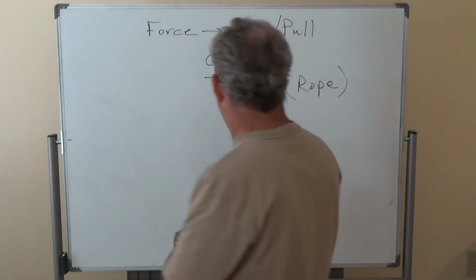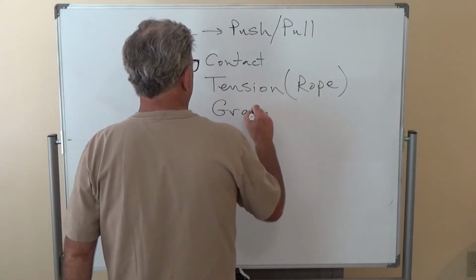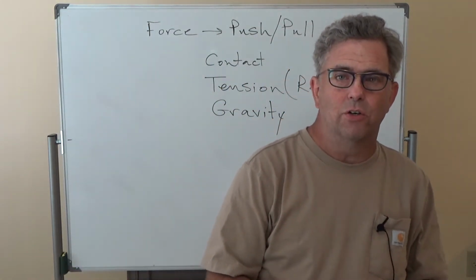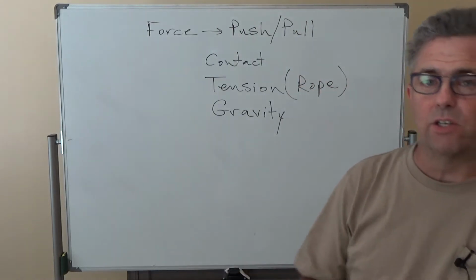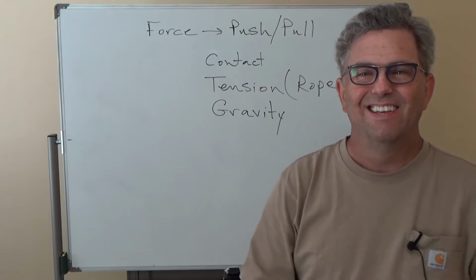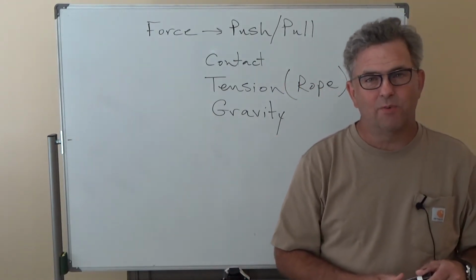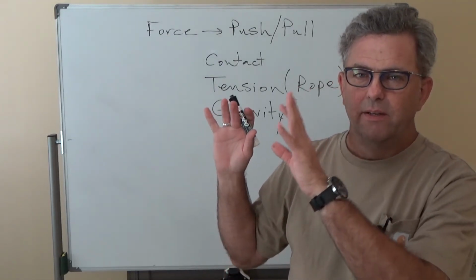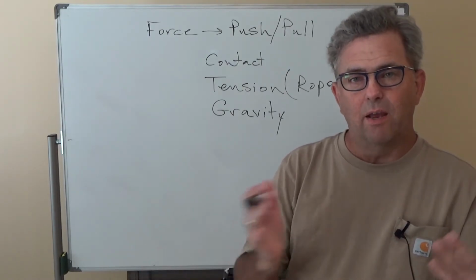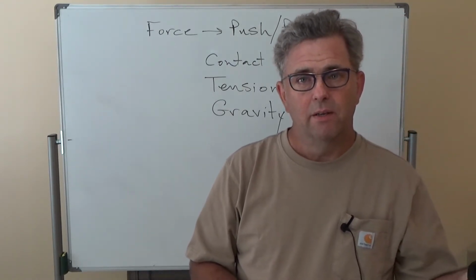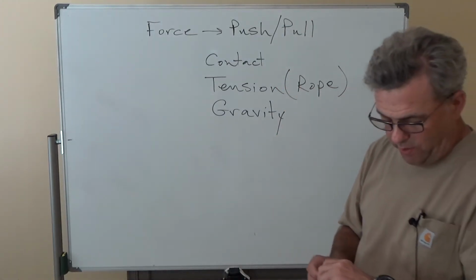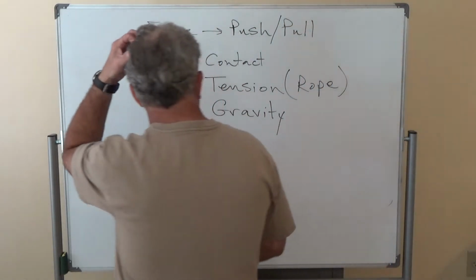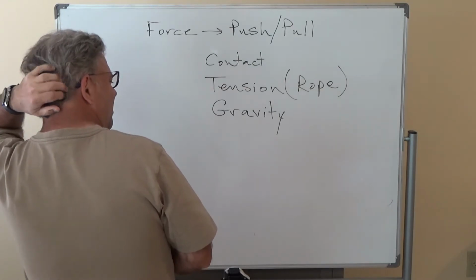Gravitational forces. We know that there is a force due to gravity. There's an acceleration due to gravity, and that acceleration actually produces the force. That's for another day, as far as the relationship between the acceleration due to gravity and forces, but there's definitely this gravitational acceleration, and it produces a gravitational force. What else? Contact, tension, gravity.